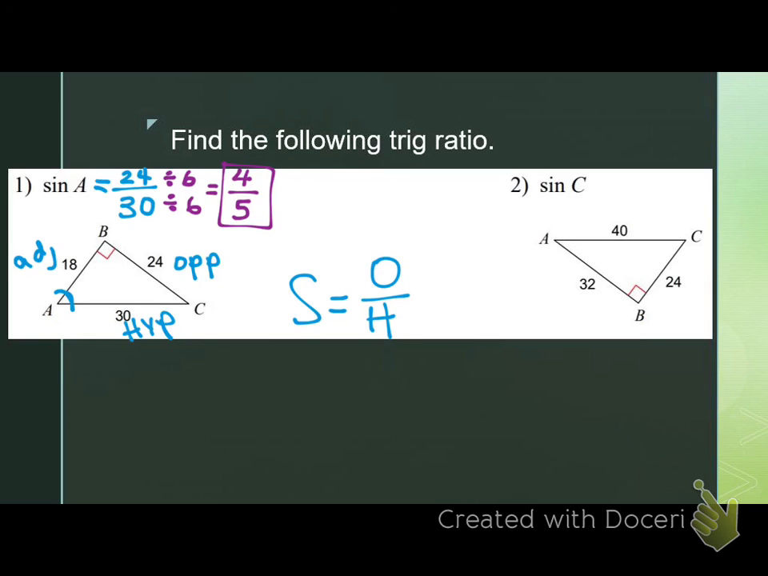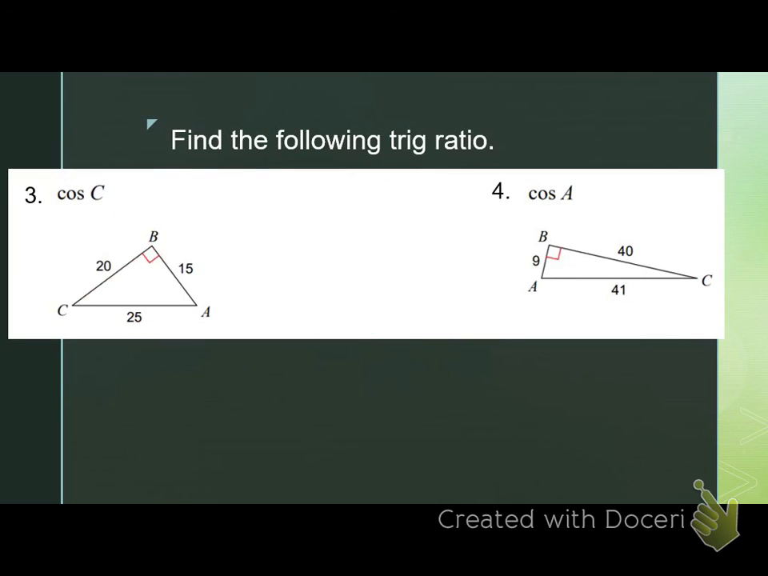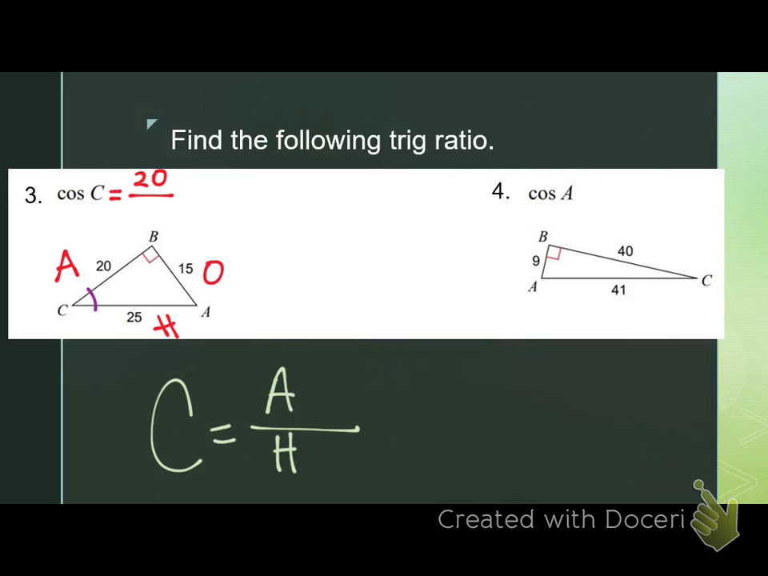Number 3. We want to find cosine from C. So again, from angle C, because it told me. Which of these is my hypotenuse? 25. Which of these is my opposite? 15. And then the last one, 20, is the adjacent. Cosine is what side over what side? Adjacent over hypotenuse. So what is my fraction going to look like? 20 over 25. They're both divisible by 5. 4 over 5. Correct.